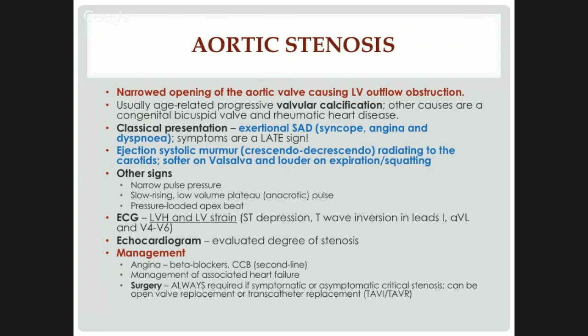The most common cause is old age. You get calcium deposits on the valves like you do in your arteries, and the valve screws up over time. Other causes are a congenital bicuspid valve, remembering the aortic valve is normally tricuspid, but in this case it's bicuspid. And it has a very classical presentation. So think of SAD: syncope, angina, and dyspnea on exertion.